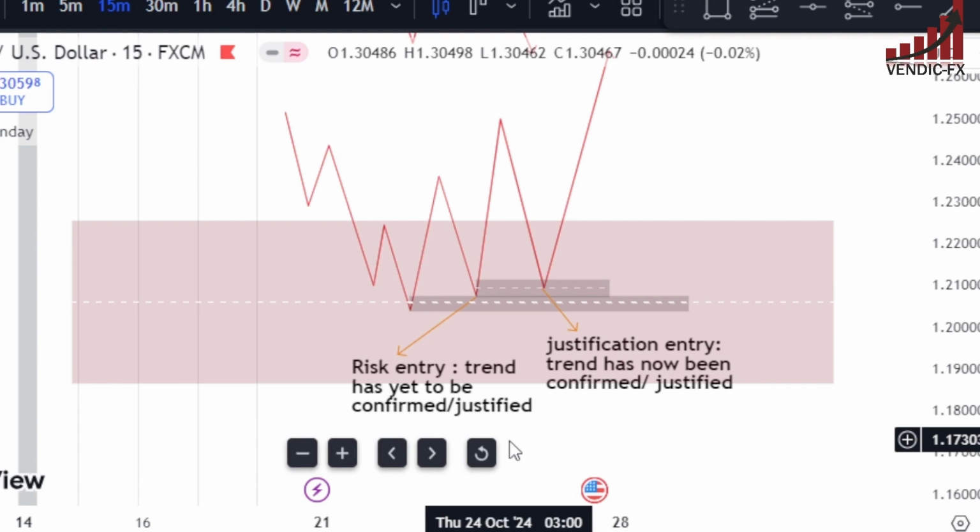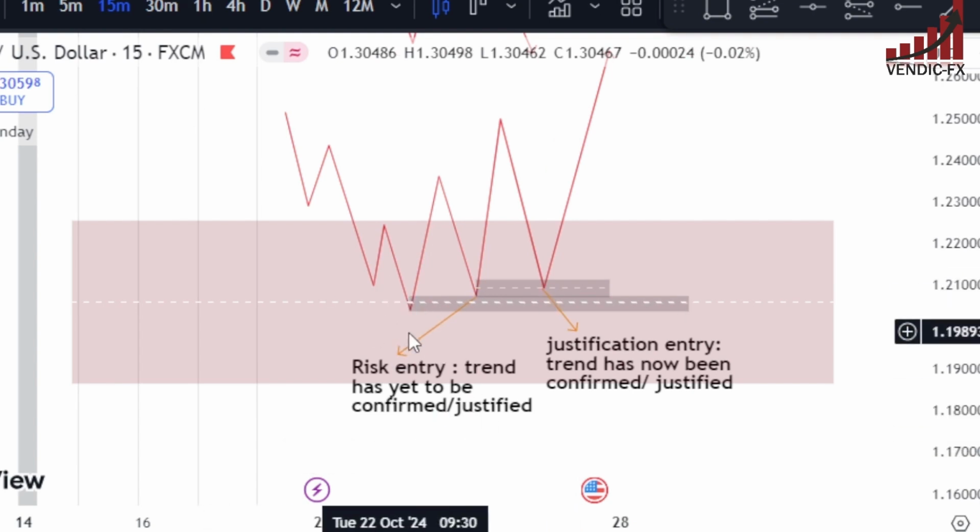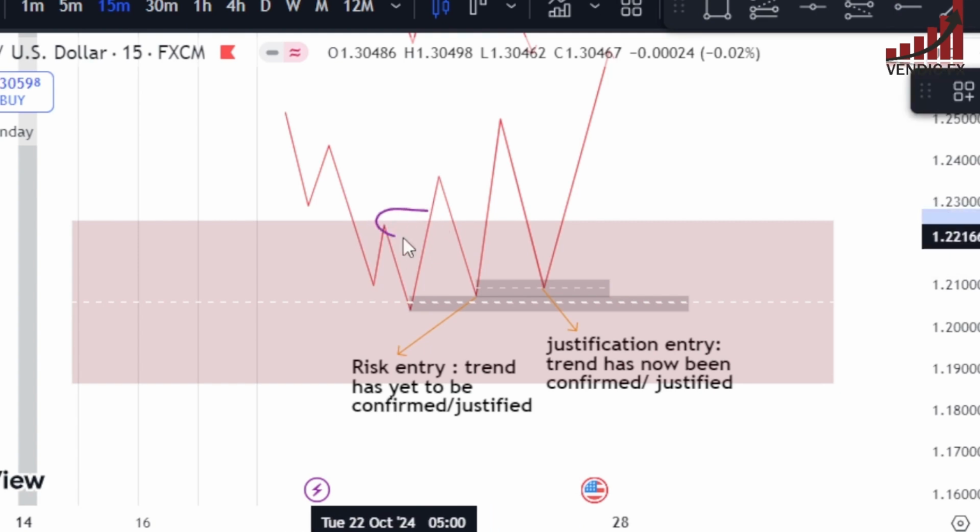I don't know whether you understand. So this is what will really help you. I prefer a justified entry. You wait for the market to get to your order block, then you start seeing a change of character. What's a change of character? This is a change of character.